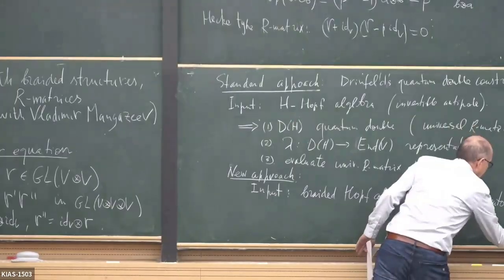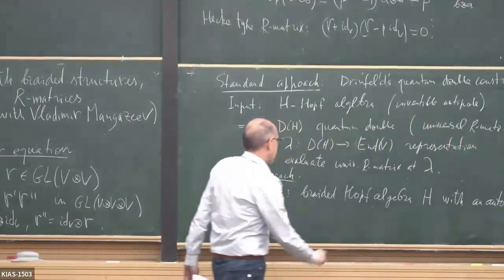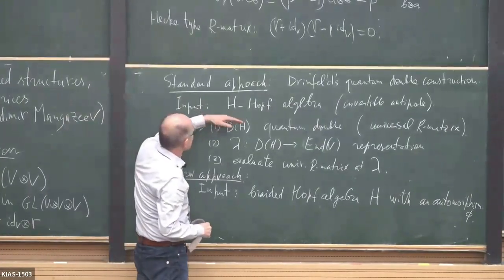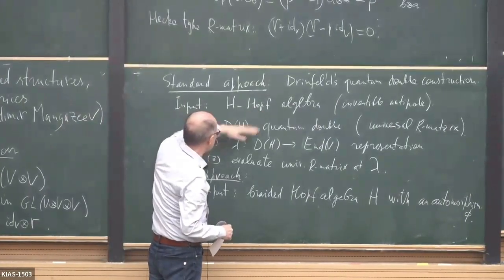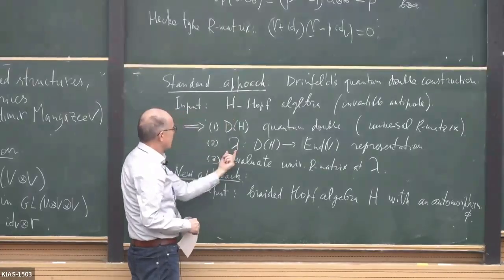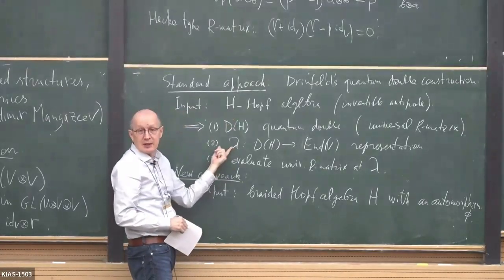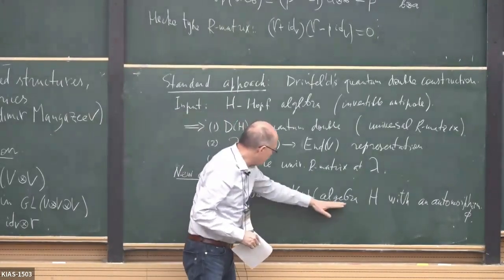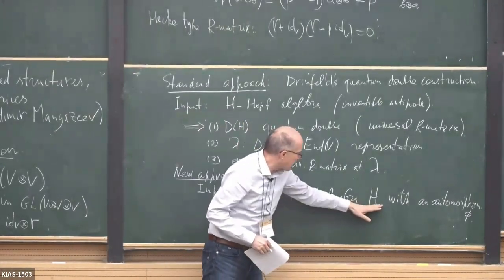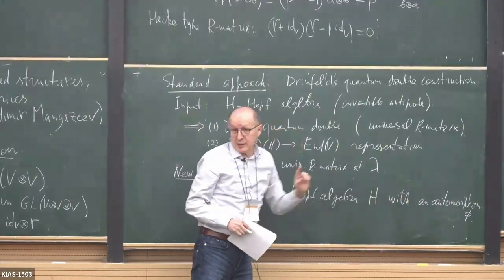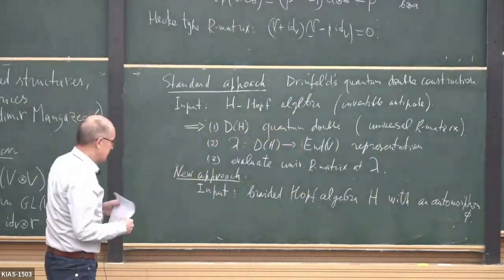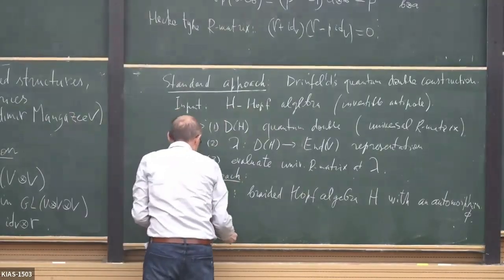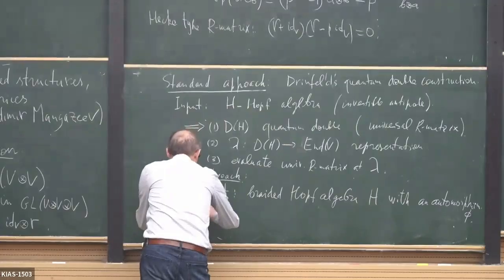Automorphism phi. So if you look at the standard approach, you have just a Hopf algebra, and that's it. But at some moment, you have to specify a representation. Here, we have a more general object, a braided Hopf algebra, and one more ingredient, the automorphism of this Hopf algebra. And then at the output, we have an R-matrix on V.